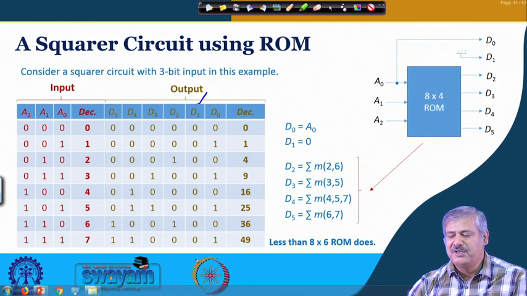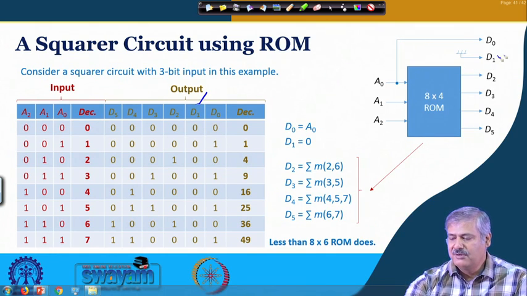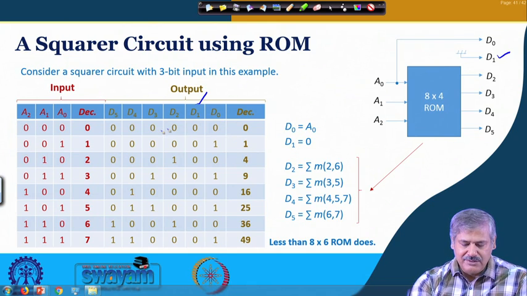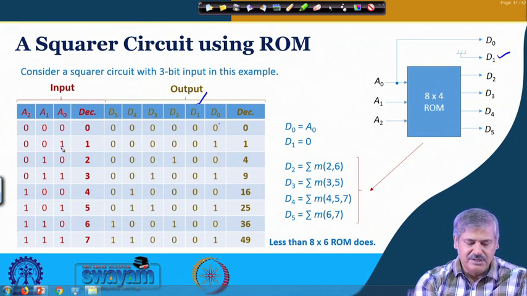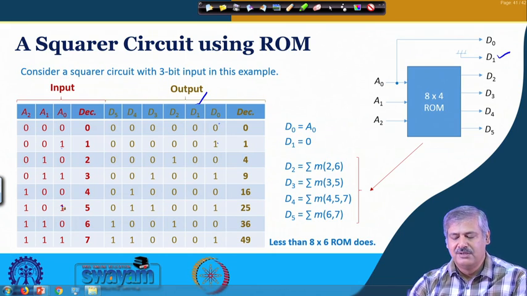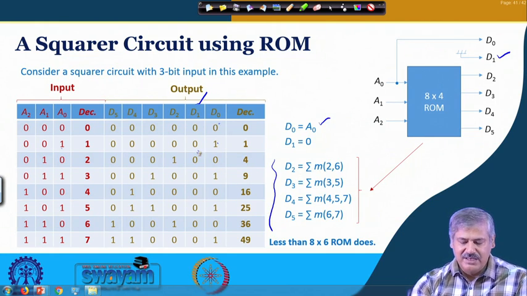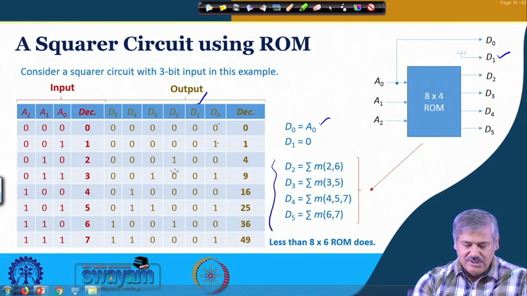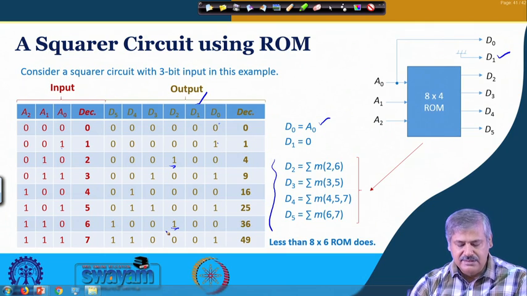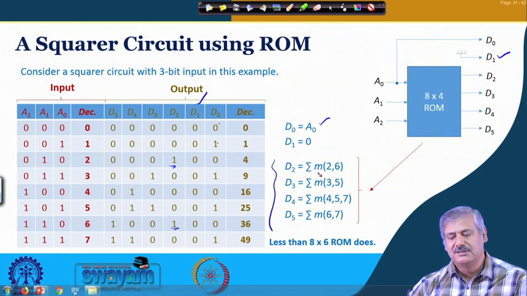D1 is always 0, so you can permanently connect it to ground over here. For D0, whenever A0 is 0, D0 is 0, and when A0 is 1, D0 is 1, just following A0. So D0 can be directly connected to A0. For the rest of the cases, say D2 has minterms 2 and 6. These two are put together in an SOP realization, where the minterms are added by OR.